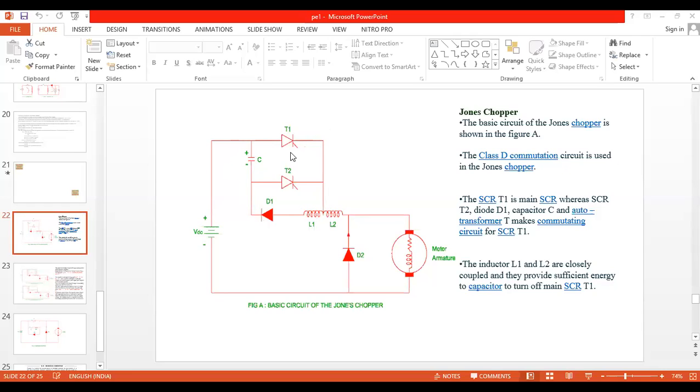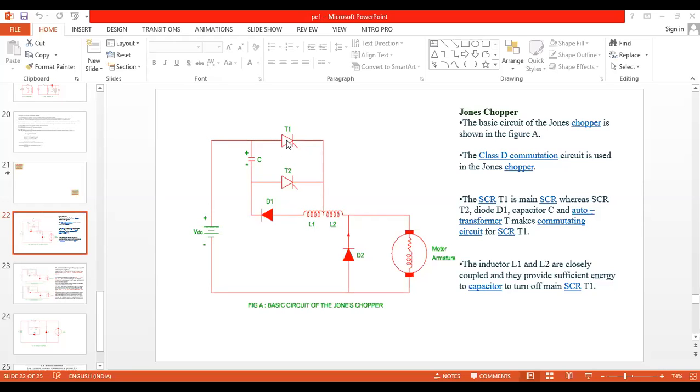So how to turn off? Now you can see capacitor discharges once again. Case 4, capacitor discharges, discharging current flows from C plus to T2 is on, from T2 to T1, from T1 to C minus. So current flows through this loop that you have to show in the next circuit. So how many circuits? Each case one circuit you have to show. Okay. Now after a certain period of time, when the discharging current is greater than the holding current, SCR T1 turns off.